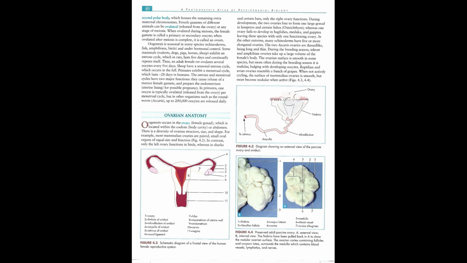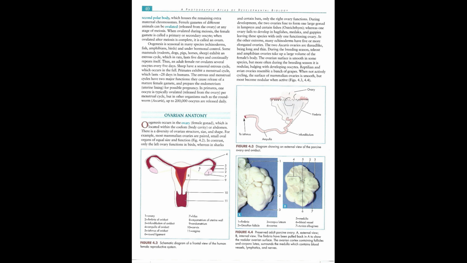In primates, one oocyte is typically ovulated, released from the ovary, per menstrual cycle, but in other organisms such as the roundworm, Ascaris, up to 200,000 oocytes are released daily. Ovarian anatomy. Oogenesis occurs in the ovary, female gonad, which is located within the coelom, body cavity or abdomen. There is a diversity of ovarian structure, size, and shape. For example, most mammalian ovaries are paired, small oval organs of equal size and function, Fig 4.2.